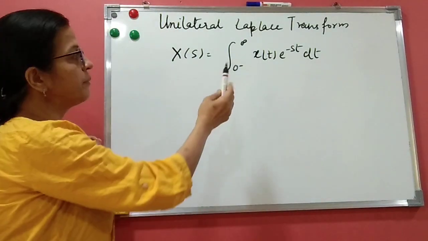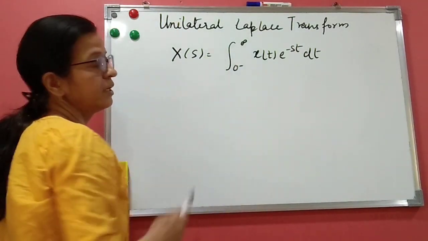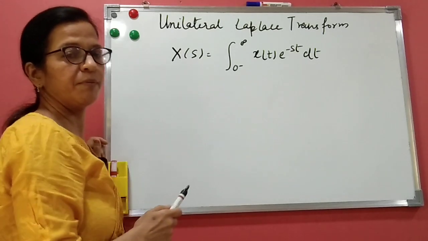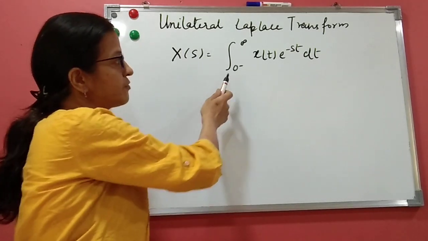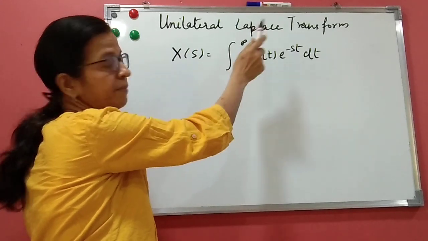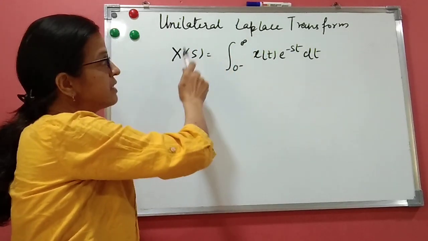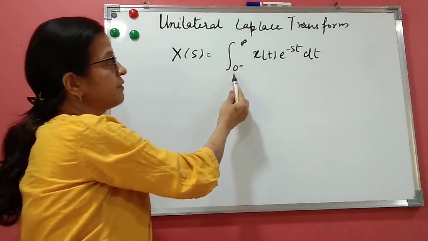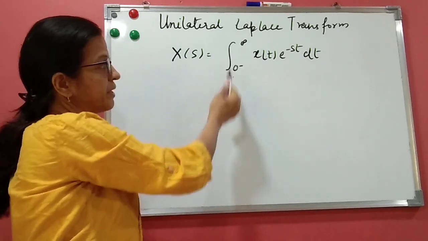So we can see here the limit is from 0 minus to infinity. In the bilateral Laplace transform, in previous videos you must have seen the definition is from minus infinity to infinity. Because of this it is called unilateral Laplace transform or one-sided Laplace transform, because we are taking only one side of the time axis.